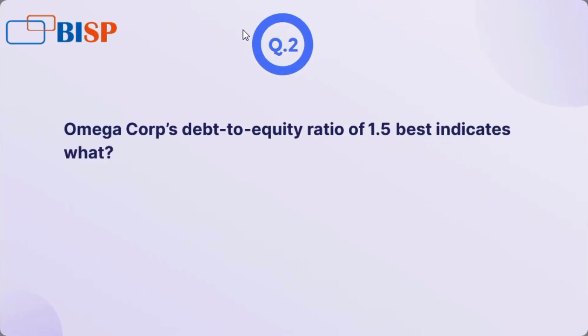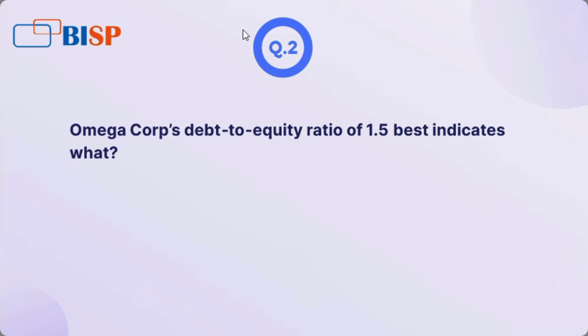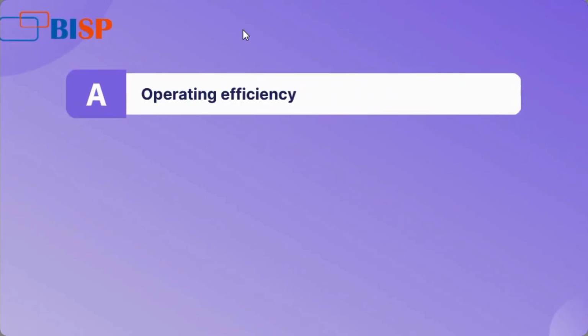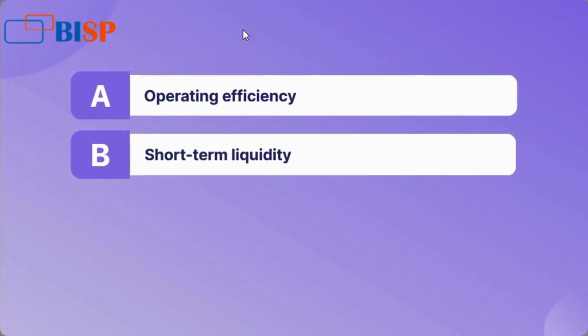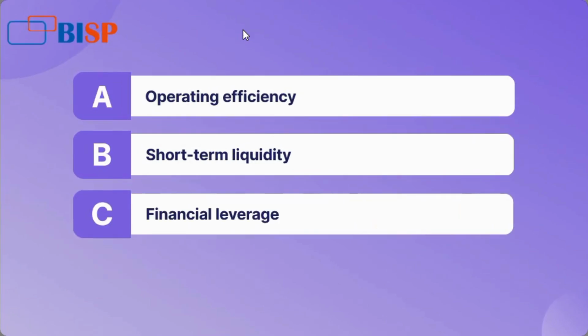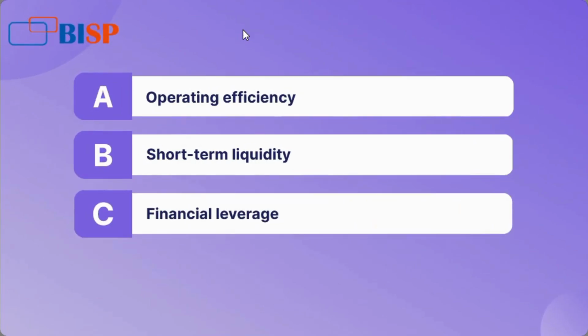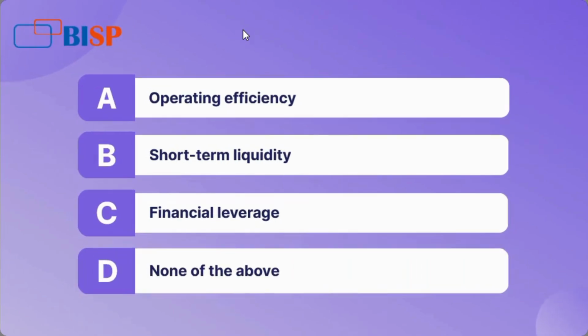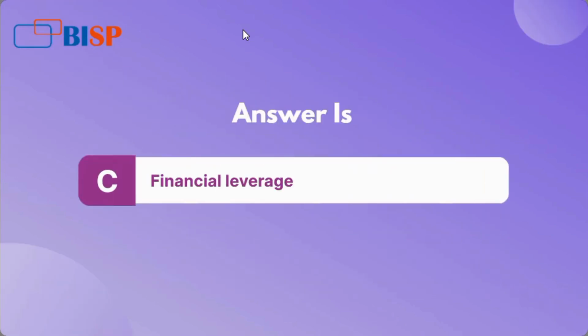Omega Corp's debt-to-equity ratio of 1.5 best indicates what? A. Operating efficiency. B. Short-term liquidity. C. Financial leverage. D. None of the above. Answer is C. Financial leverage.